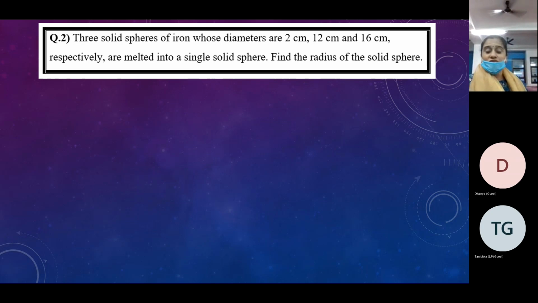We don't know the radius of this new sphere formed. That's what we have to find: the radius of the new big sphere. 3 spheres become one big sphere now. We know the radius of all the 3 spheres, diameters we know, so we know the radius. So using this information, we have to find the radius of that one big sphere.